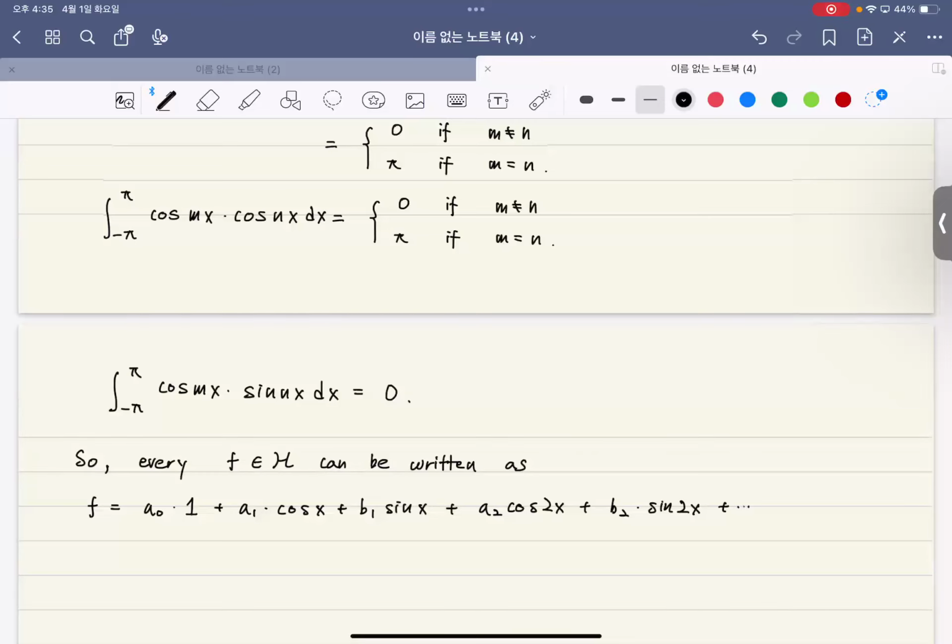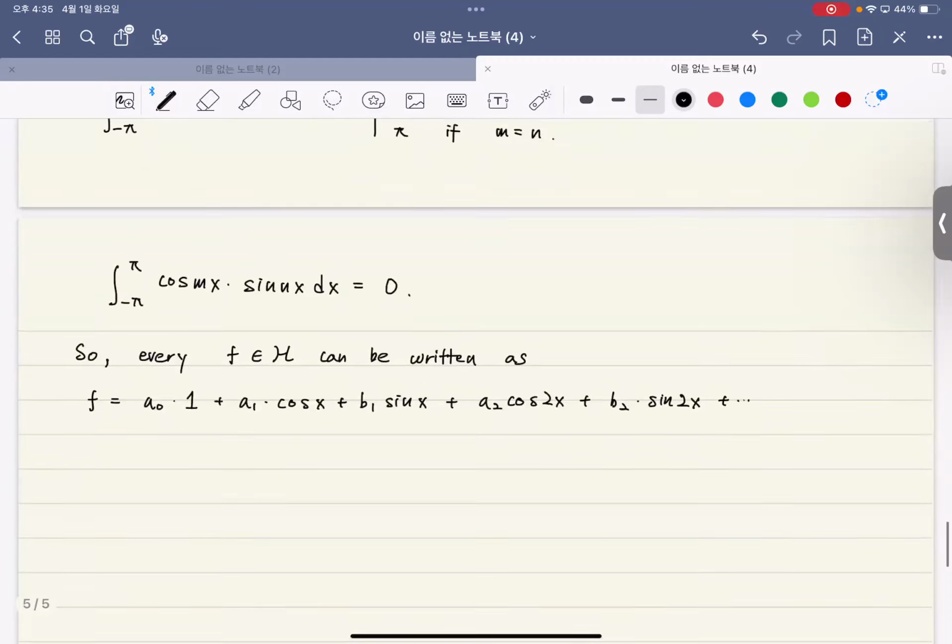So all I want to do here is determine each of these coefficients. But determining these coefficients is not a big deal, because you take the inner product of this function f with cosine nx.